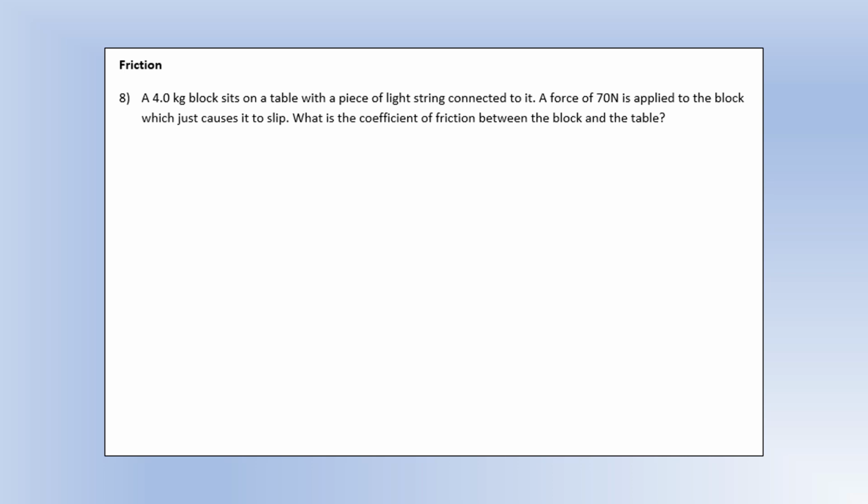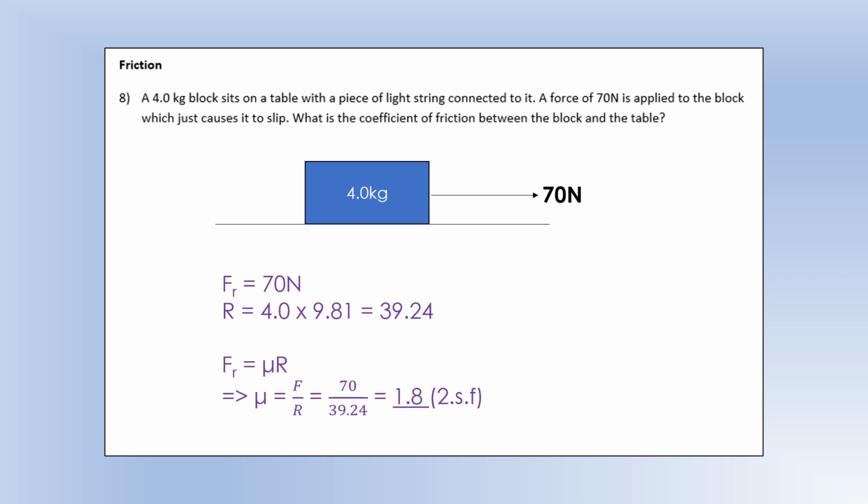A 4 kilogram block sits on a table with a piece of light string connected to it. A force of 70 newtons is applied to the block, which just causes it to slip. What is the coefficient of friction? So because it says it's just starting to slip, we know we're on the point of slipping. So we've got this situation here, but there's going to be a frictional force opposing the 70 newton force, and the friction force is going to be equal to 70 newtons because it's on the point of slipping.